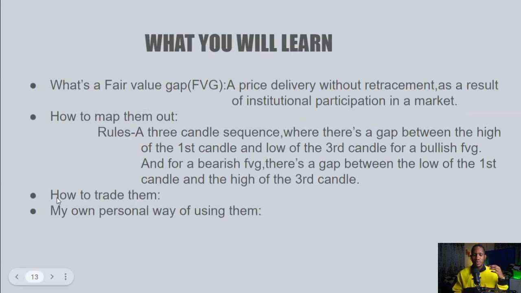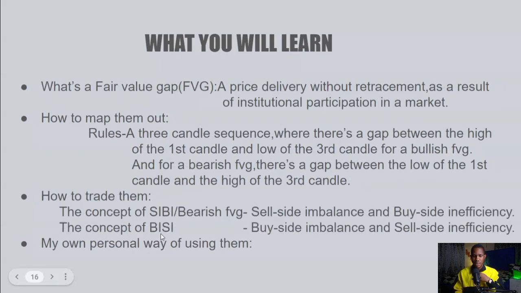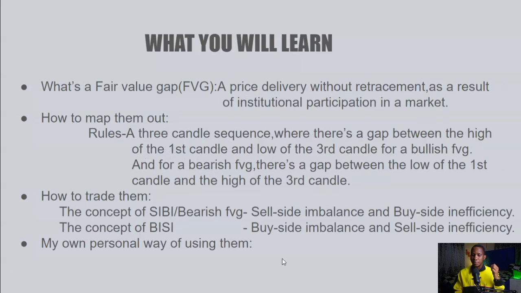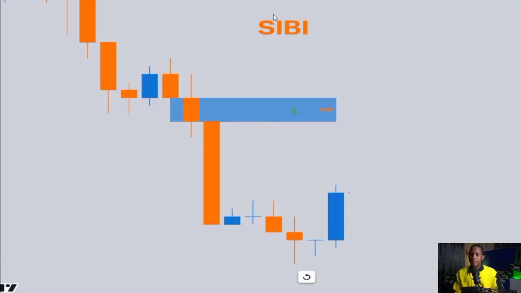So guys, let's now look at how we can trade these. We're going to be using the concept of CB and the concept of BC, where CB means sell side imbalance and buy side inefficiency, and BC means buy side imbalance and sell side inefficiency. So guys, this is an example of CB in the market, which means sell side imbalance and buy side inefficiency.